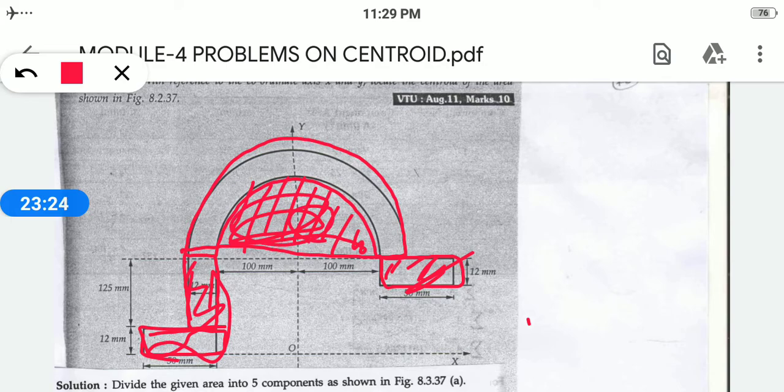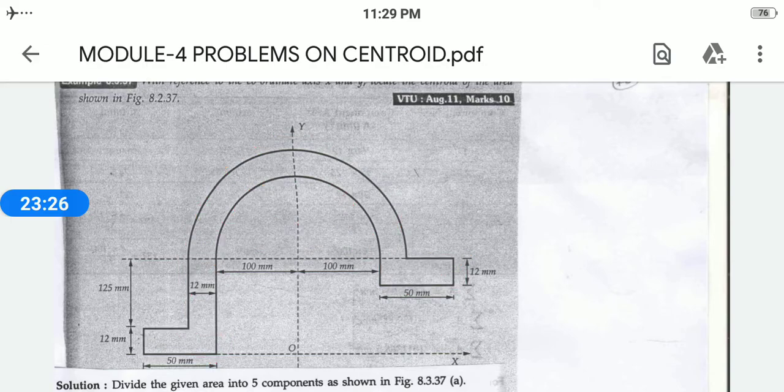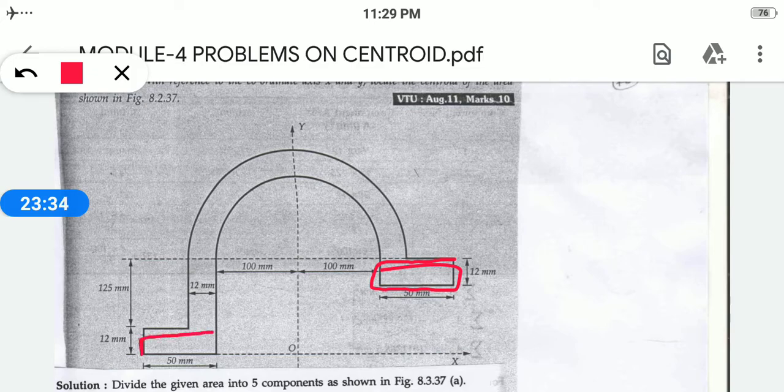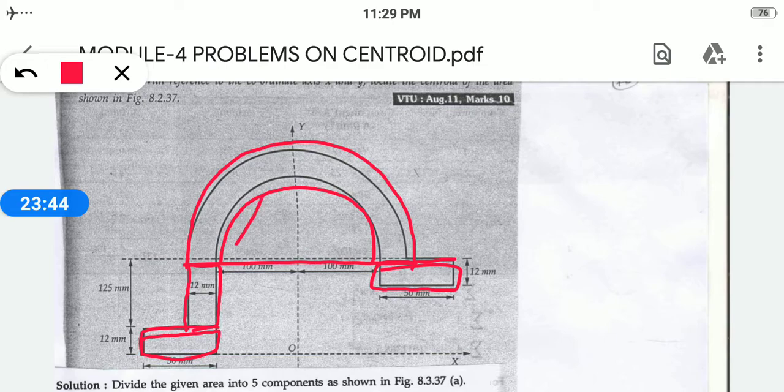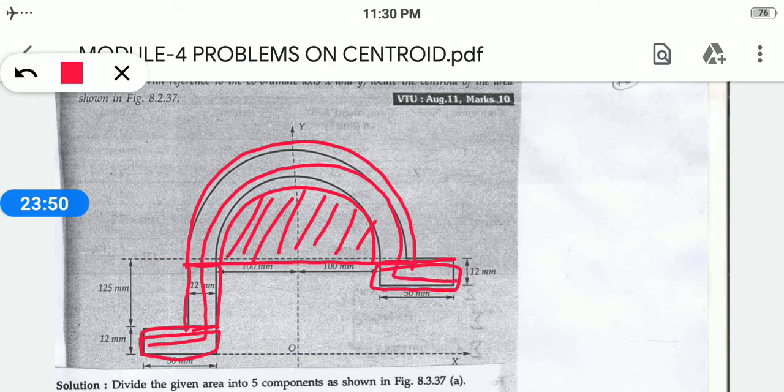Can you understand this? I'll repeat for you how they are separating it. This can be taken as one rectangle. This can be taken as another rectangle. This portion can also be taken as another rectangle. Consider this as a whole semicircle and deduct this small portion of your semicircle. So you'll get the remaining area, and you can find the centroid of this.